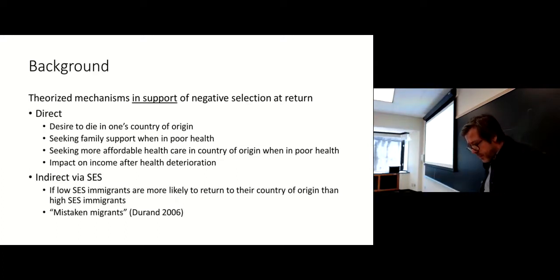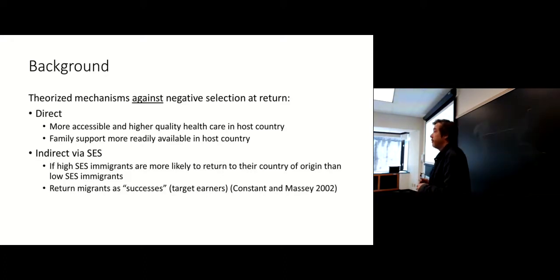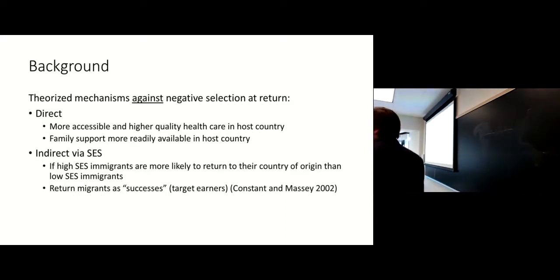Now, you can also think of mechanisms that are actually against this idea that negative selection and return might be taking place. So let's think here also about direct effects. For example, there might be more accessible and higher quality healthcare in host countries. Think of some European countries where healthcare is universal.